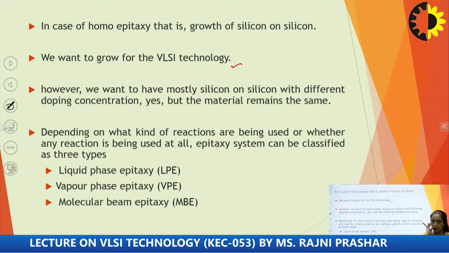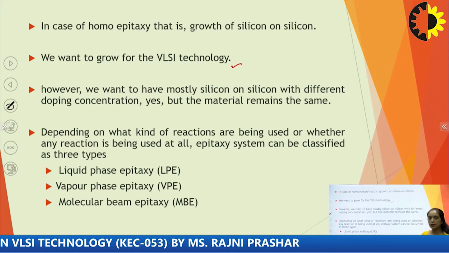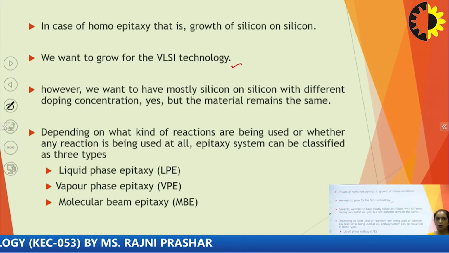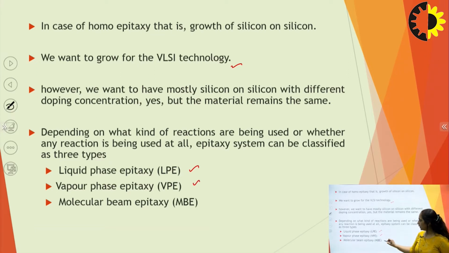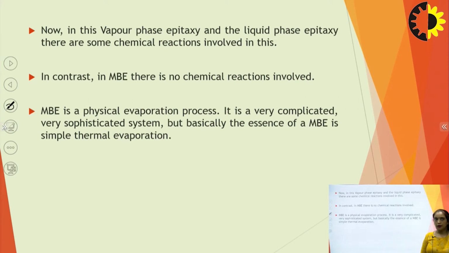That is the silicon. Now depending upon what kind of reactions are being used during this epitaxy process, whether any reaction is being used or not, this epitaxial system can be classified into three parts. First one is LPE, that is liquid phase epitaxy. Second one is vapor phase epitaxy, and the third one is molecular beam epitaxy. In case of VPE and LPE, there are some chemical reactions involved, whereas in case of molecular beam epitaxy, there are no chemical reactions involved in the process. MBE is a physical evaporation process, and it is a very complicated process with a very sophisticated overall system, but the basic essence of MBE is that it uses the simple thermal evaporation principle.